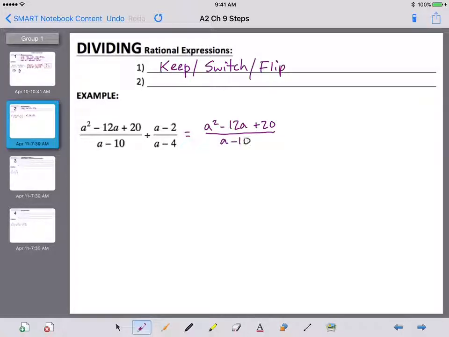So we still have a squared minus 12a plus 20 over a minus 10. We're going to keep that. We're going to switch to multiplication and flip the second fraction. So once we've done that first step, we can follow the steps above for multiplying. So that's what we'll do to finish up this problem.